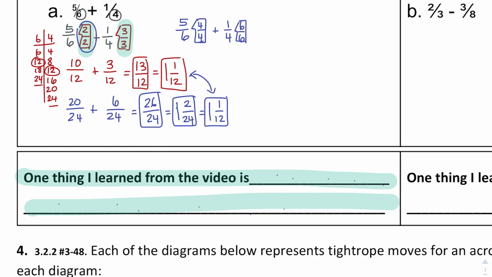I'm looking for more something along the lines of, I needed to find the common denominator before I added the fractions. Or you can say one thing I learned from the video is I cannot add the fraction numbers as they are, straight across without changing them into a common denominator. It needs to be clear and specific. Please make sure you do that. Thanks.